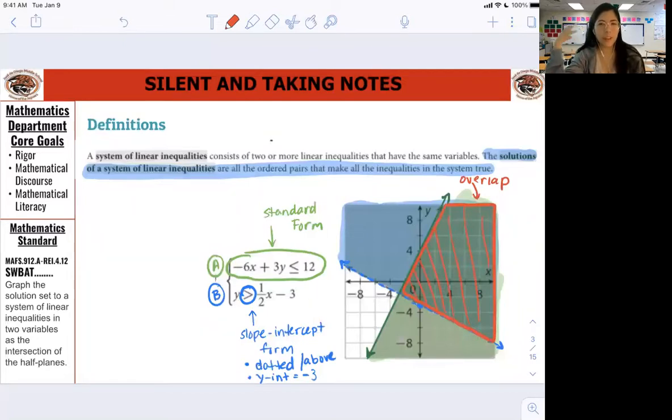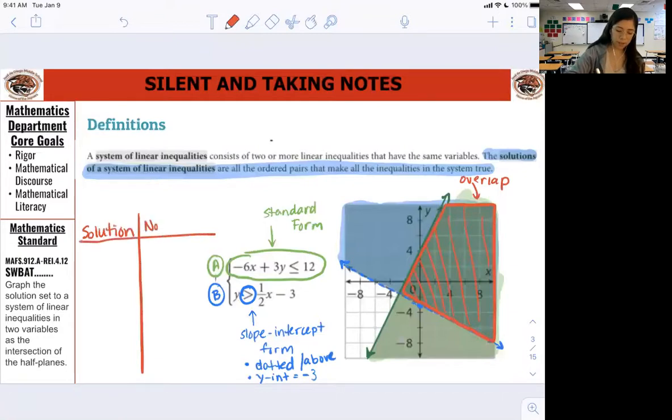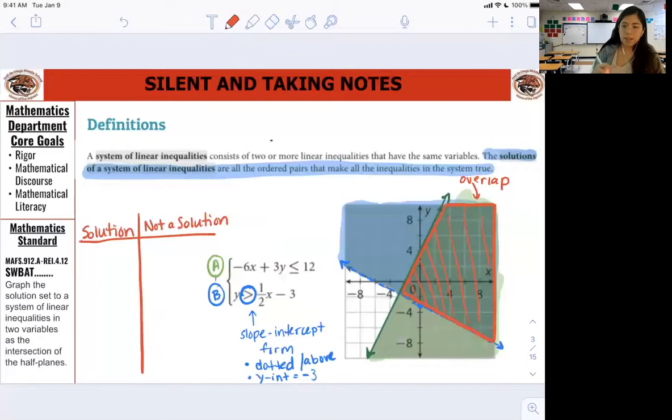So it's kind of weird to think about, but basically the solution is just the part where both inequalities match up, where they overlap. So what that means is some points are going to be a solution, and some points are not going to be a solution. So let's do a little matching, a little matchy match. I'm going to put a point down. You guys tell me, is it in the solution or is it not a solution?